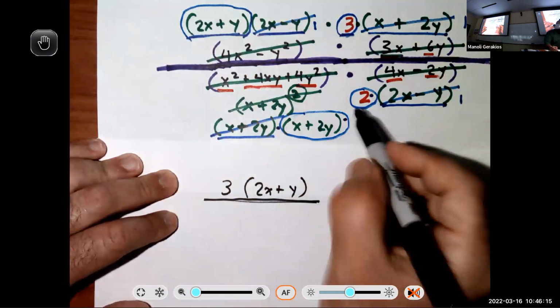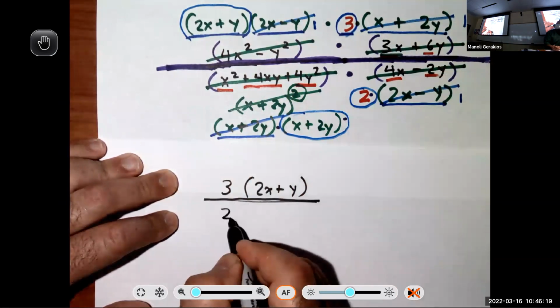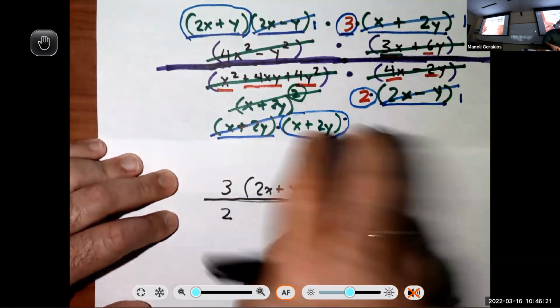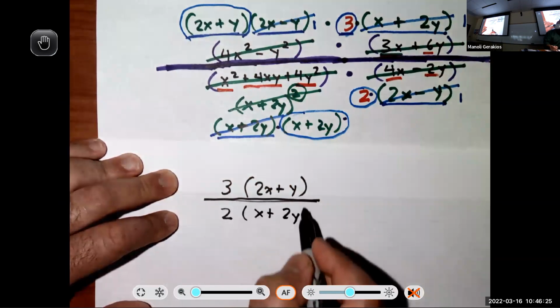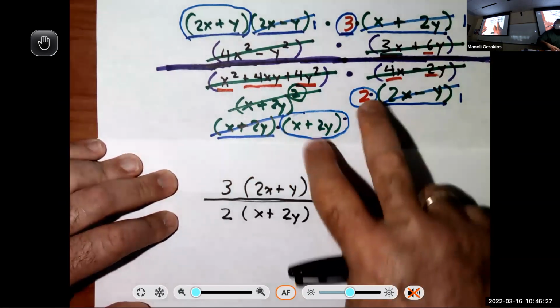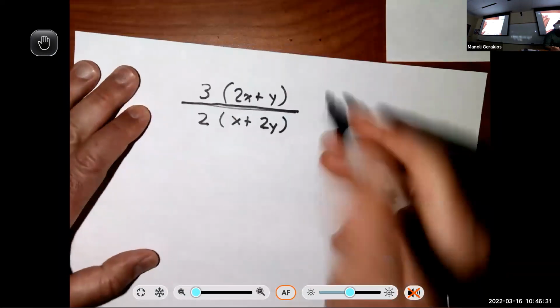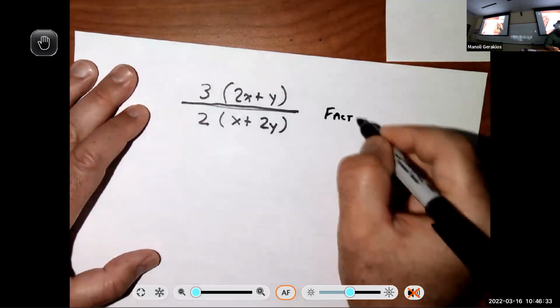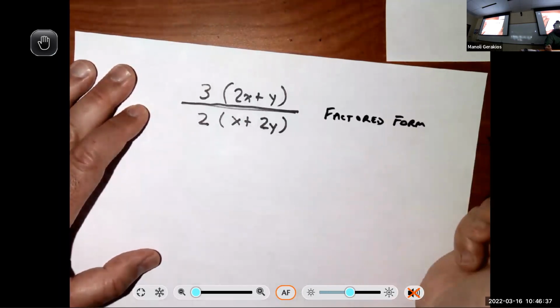Okay, then down here, I'm going to go to the convention again in the denominator. Monomials first, the 2. Binomials second, whatever is remaining. And I think that's all we have down there. So this is factored form. It's correct, it's in factored form.